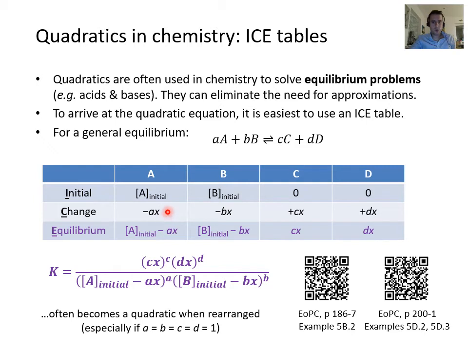Then we start talking about the change. Now, for every a moles of A that have been reacted, b moles of B are going to be reacted, and c moles of C are going to be produced, and d moles of D are going to be produced. So x is the number of moles of these things that have been reacted, and a, b, c and d are the stoichiometry. And then, of course, at equilibrium, it's essentially initial minus change. So in this case, we've got it written out, and again, all the way through, we've got it written out.